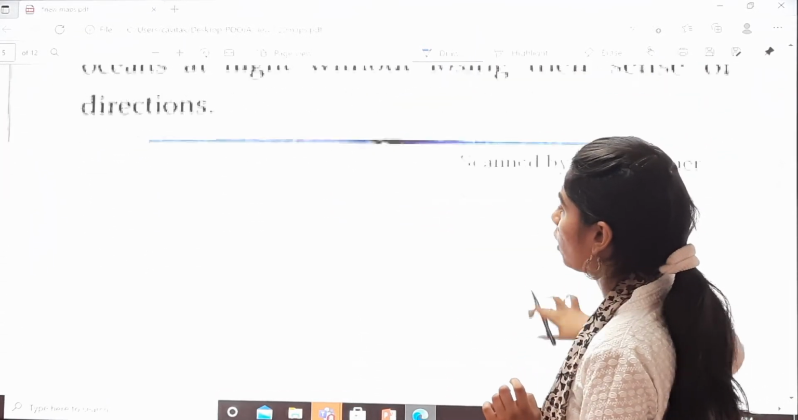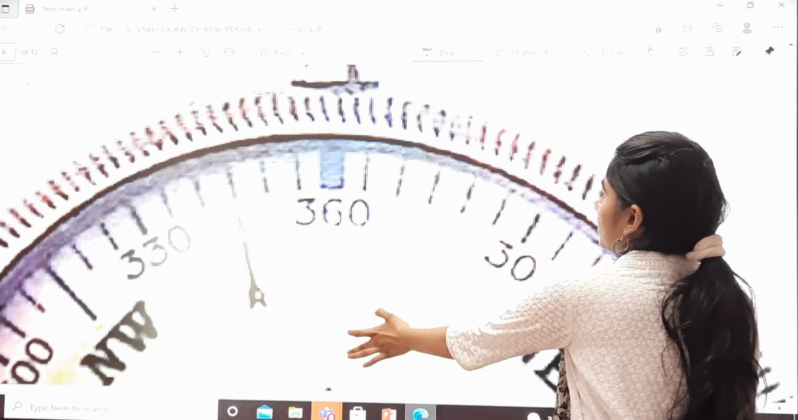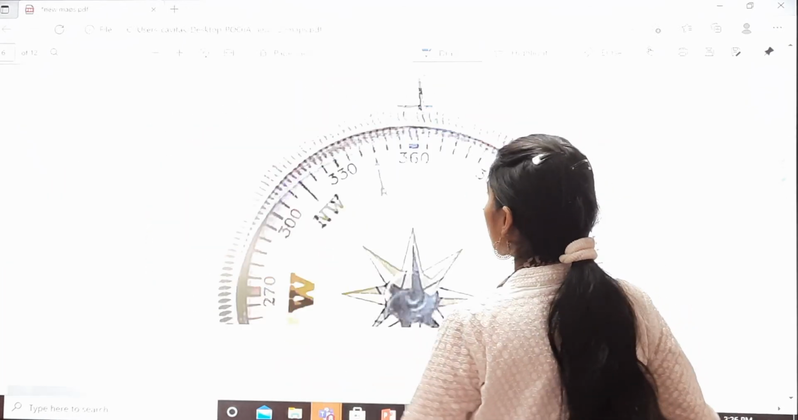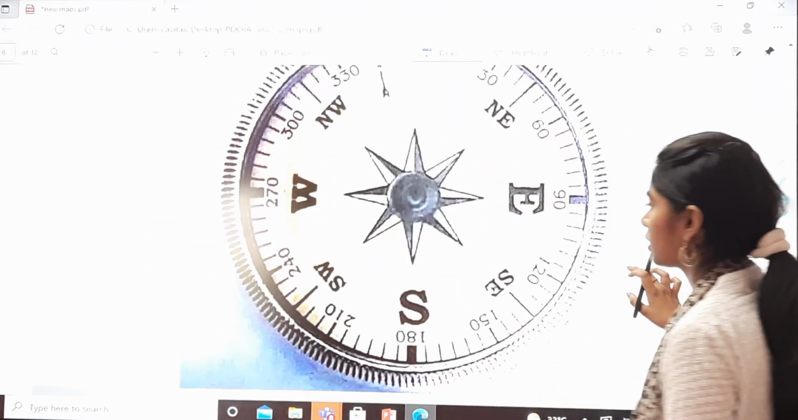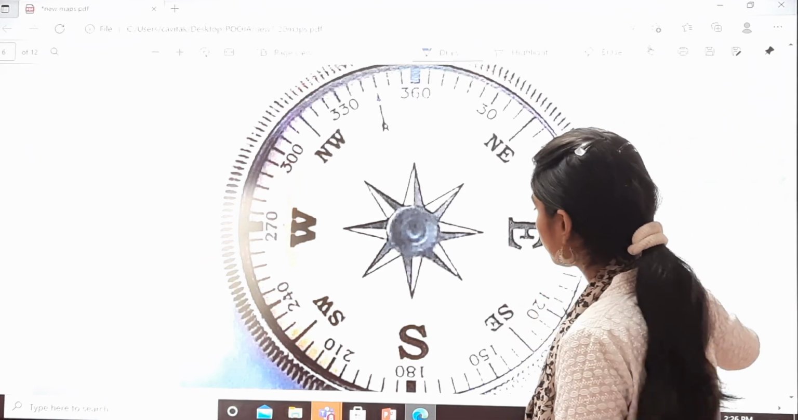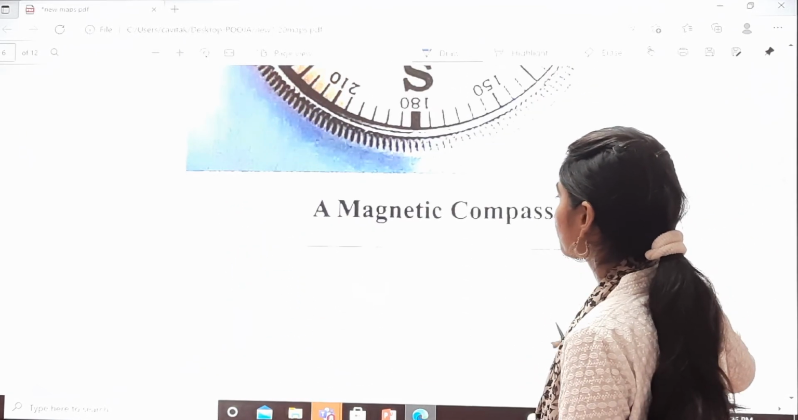Now moving on to the next. See, this is a magnetic compass. All of you, can you see this is a magnetic compass? It is there in your textbook also.